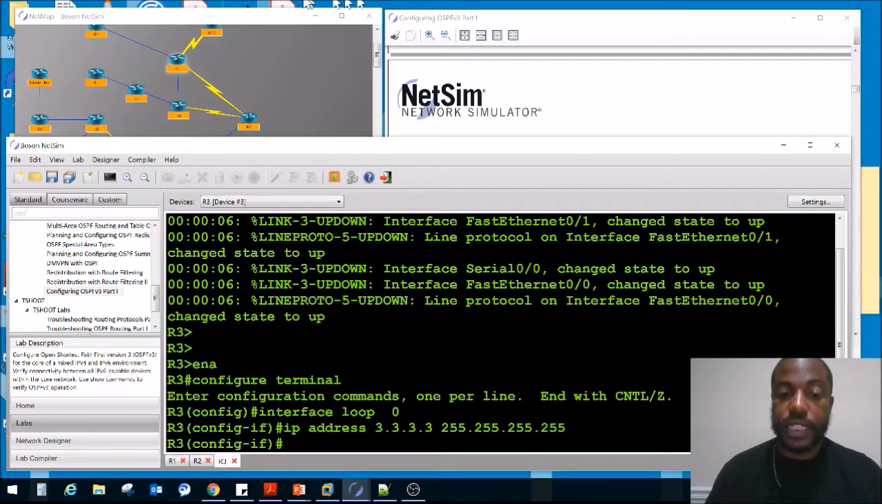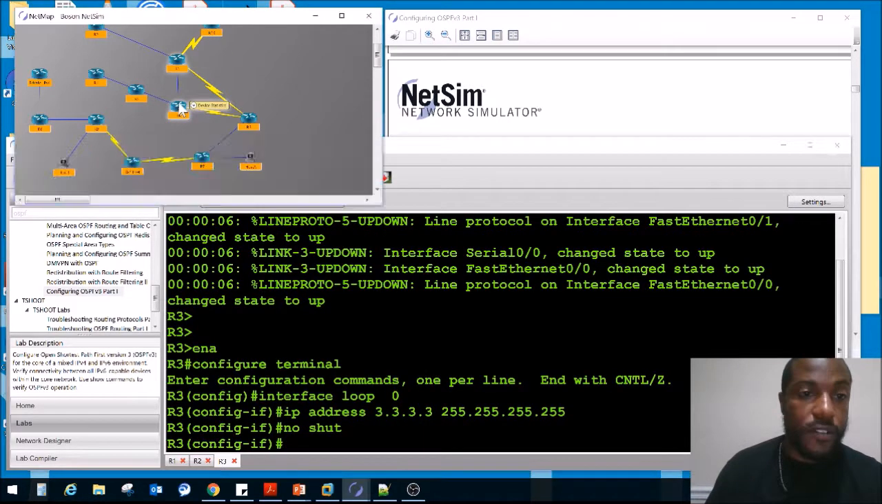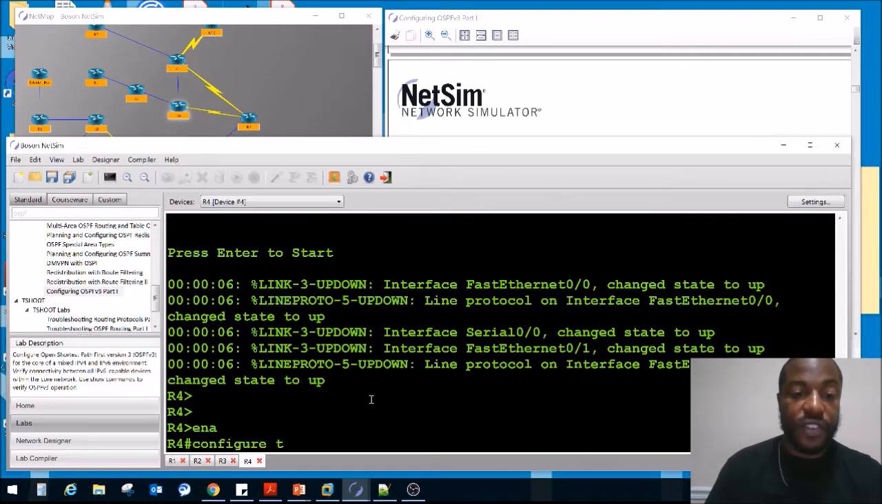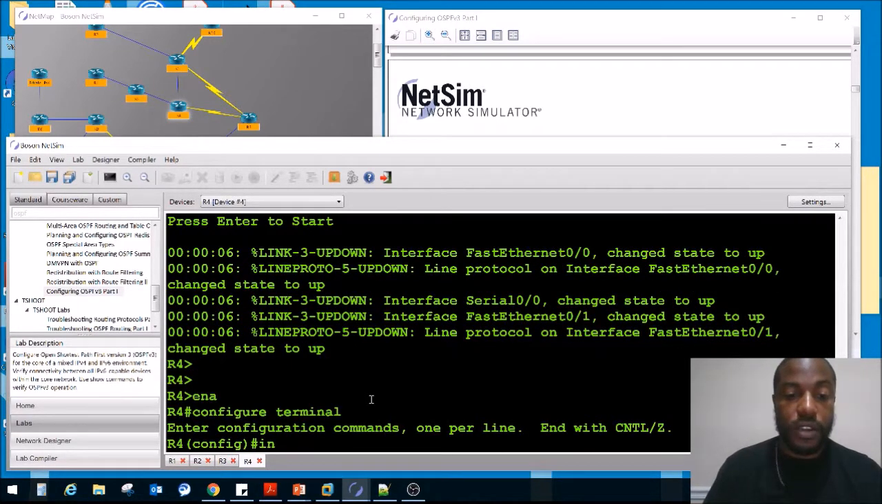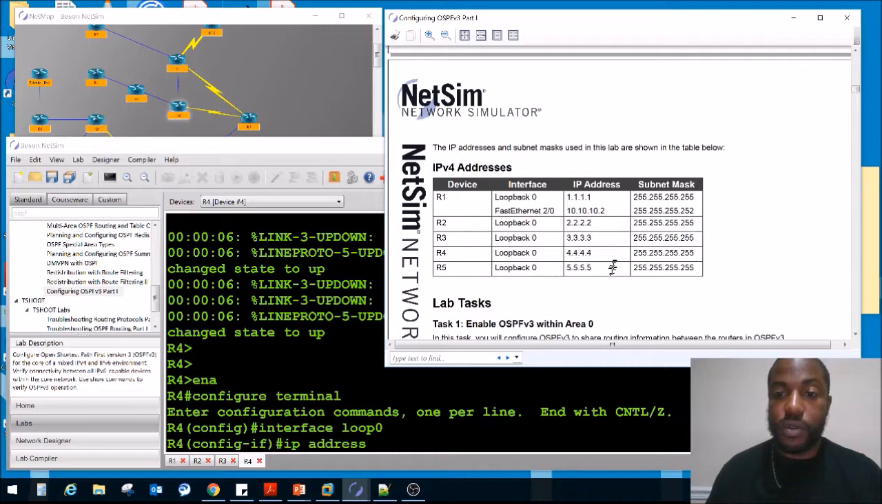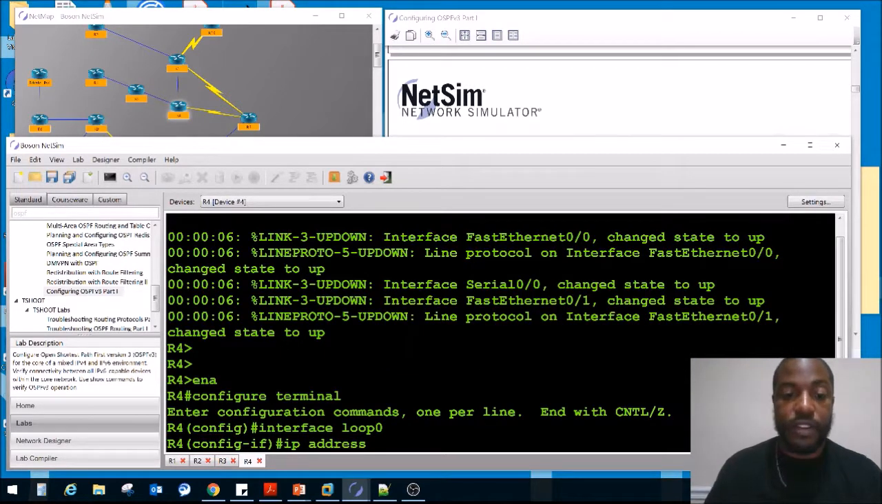255.255.255.255. No shut. And we're gonna do the same thing on router 4. I'm going to enable mode, global config, interface loop 0. Give him the IP addresses. I believe it's quad 4, and we're going to do quad 4 and quad 5 respectively. Quad 4.